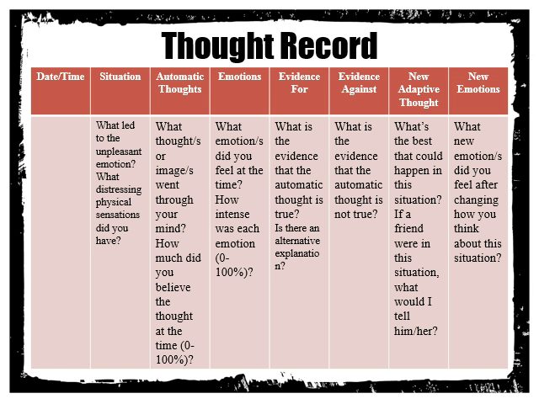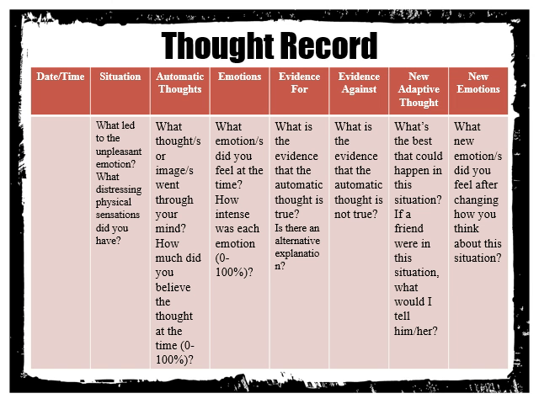There are usually questions that are asked in this thought record for the client to start self-reflecting and thinking more about each of those columns. So under situation, you have questions such as, what led to the unpleasant emotion? What distressing physical sensations did you have? That's an example of what might be going on in terms of a situation. With automatic thoughts, we have what thoughts or images went through your mind? How much did you believe the thought at the time, from 0 to 100%?